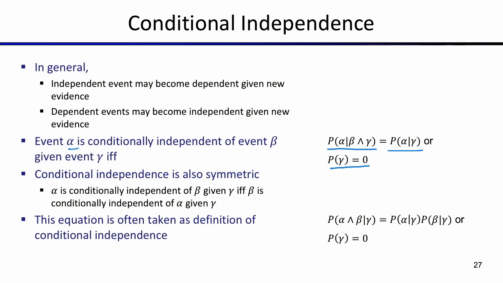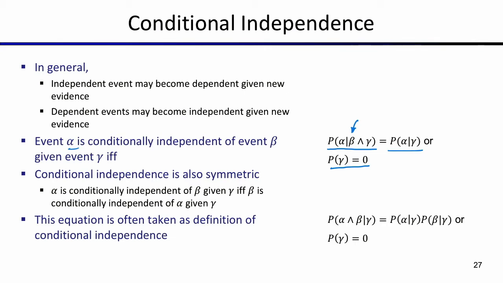A way of trying to remember this property is to say, okay, beta is not adding new information to us, so we can remove it and the probability will stay the same.